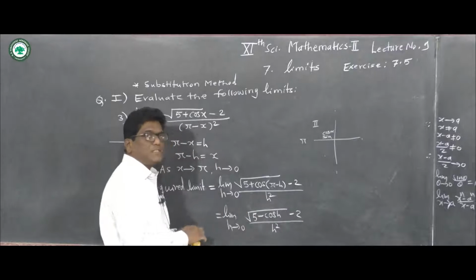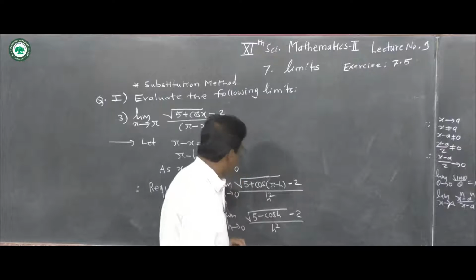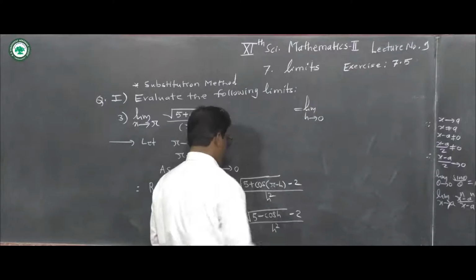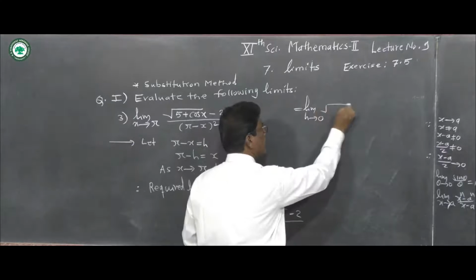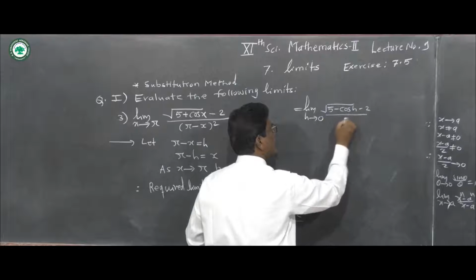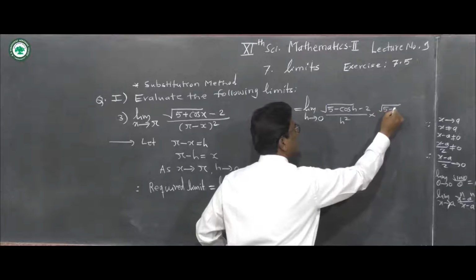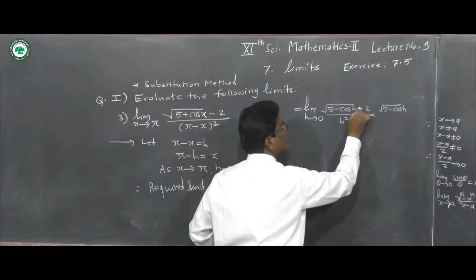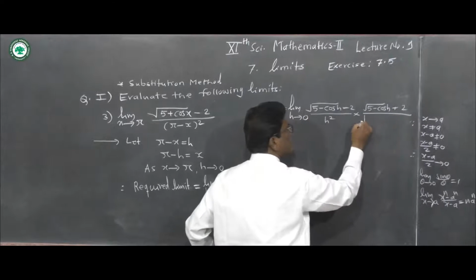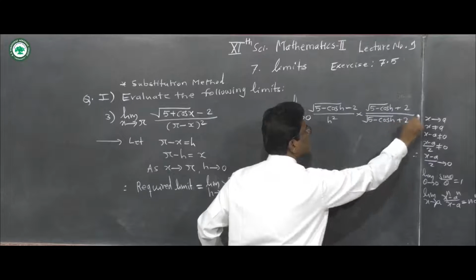And now we rationalize the numerator. So limit h tends to 0 of root of 5 minus cos h minus 2 upon h square as it is, into root of 5 minus cos h, instead of this minus, we take here plus 2, and same in the denominator, that is root of 5 minus cos h plus 2.